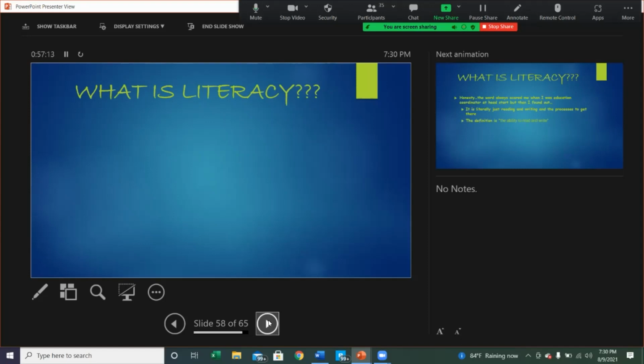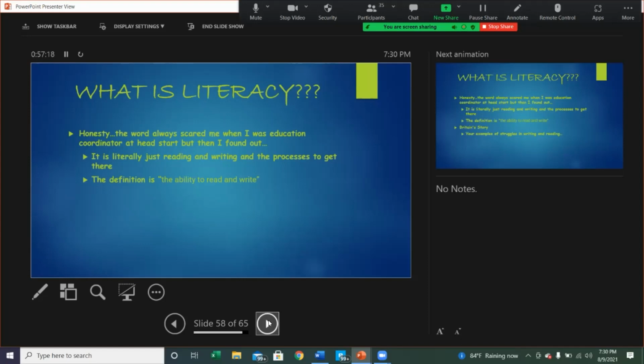All right, let's look at literacy. What is the definition of literacy? So when I was education coordinator at Head Start, and we had about 12 classrooms, and literacy hit hard. And they were like, you got to get on this. The state of Tennessee is crazy about it. I was like, oh my God, what is literacy? Like, I didn't know. Well, all it is, is can you read and can you write? That's it. So fancy, but that's all it is. It's the ability to read and write.